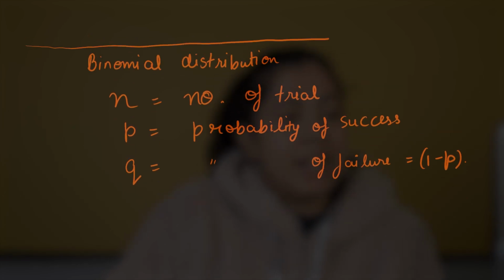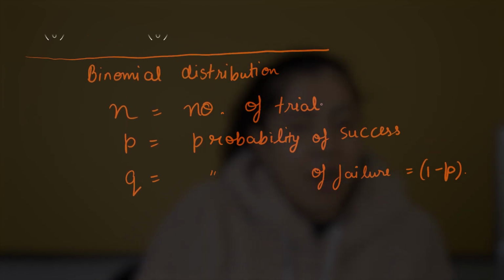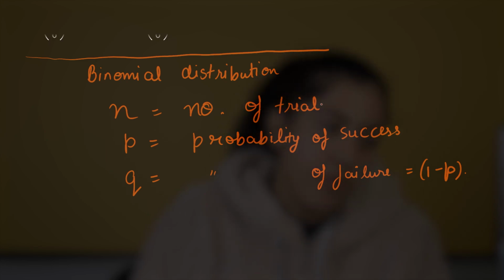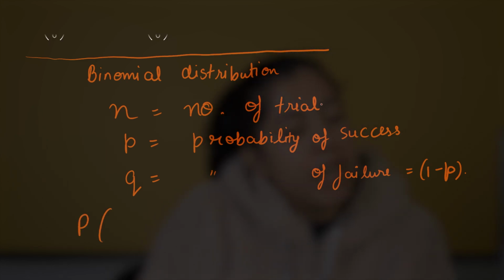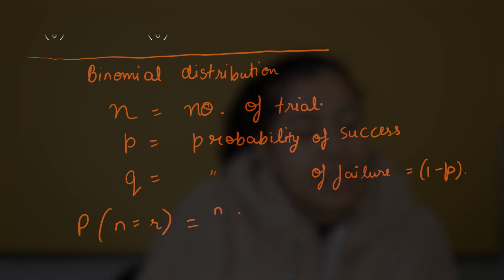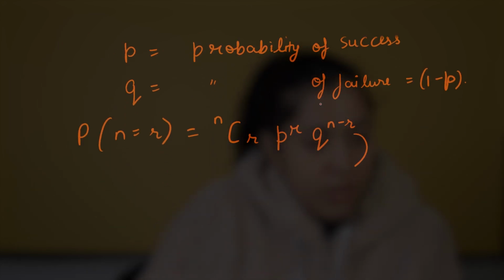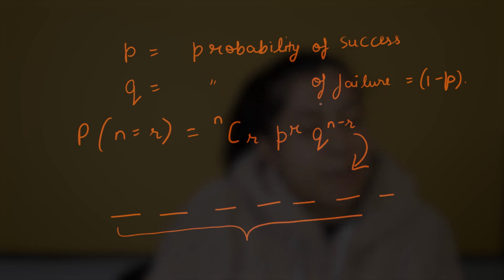Binomial distribution says that if we want to figure out the probability that we have R successes in n number of trials, that is given as probability of X equal to R is equal to nCR p to the power R q to the power n minus R. But where is this following from? Suppose we have n trials written in the space, and out of these, R is the number of successes.